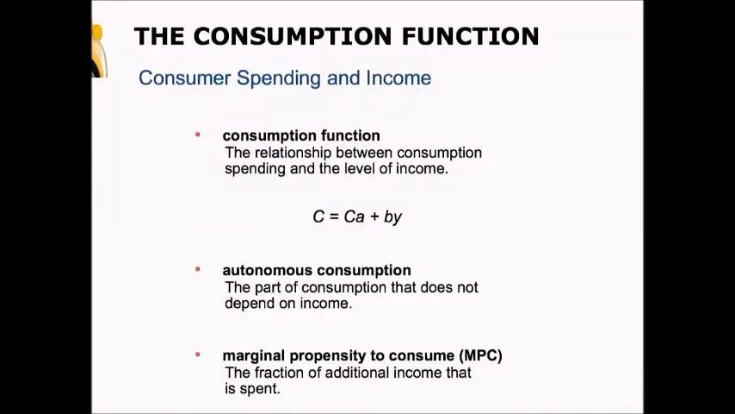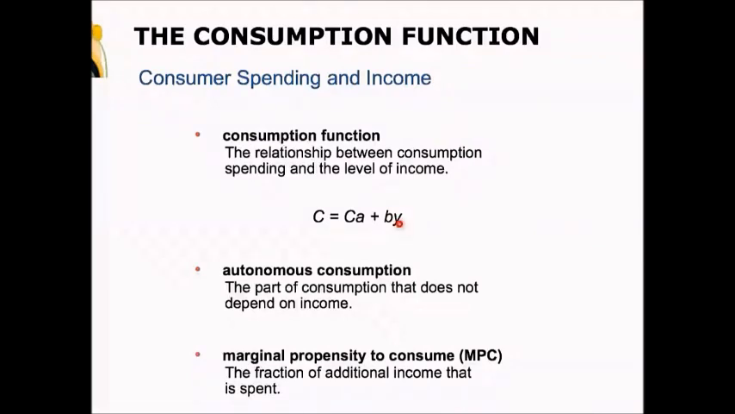Here we have a consumption function, which is the relationship between consumption spending and the level of income. And what we're going to say is total consumption is made up of two parts: what we call autonomous consumption, or the part of consumption that doesn't depend on income, and income-sensitive consumption, which rises when income goes up and falls when income goes down.